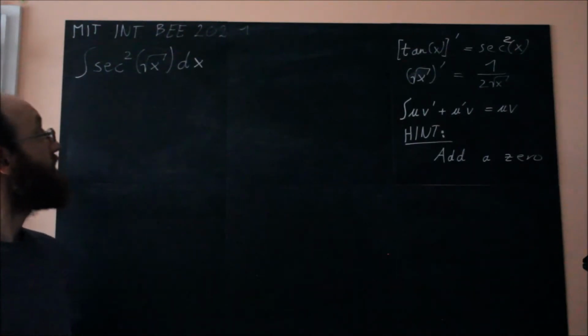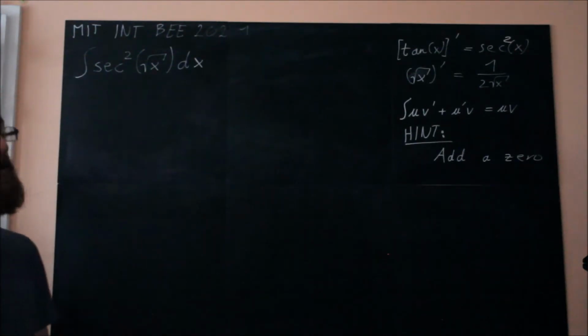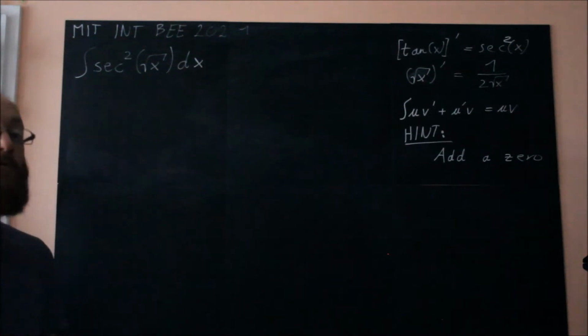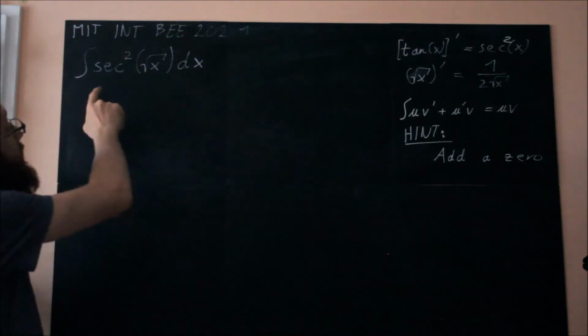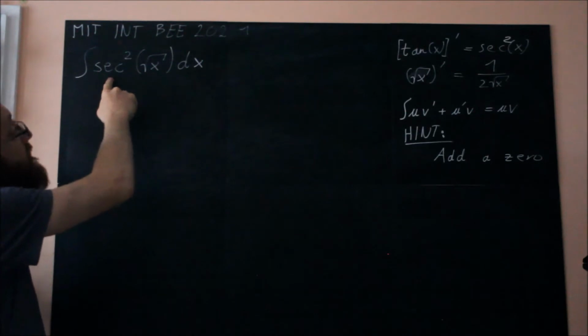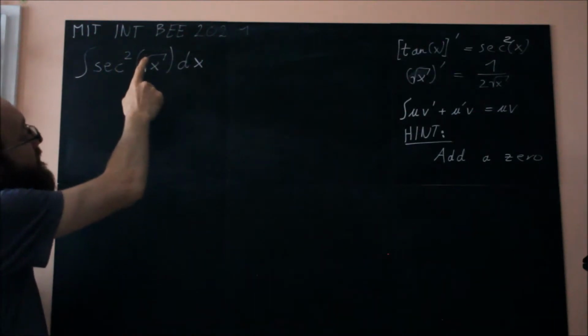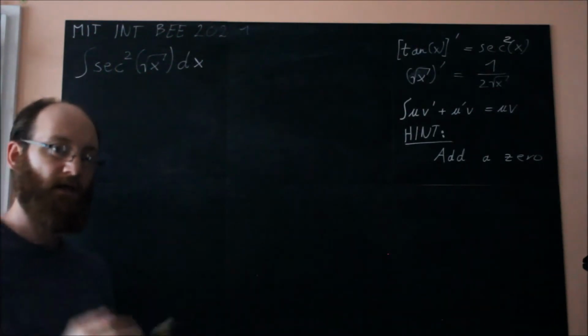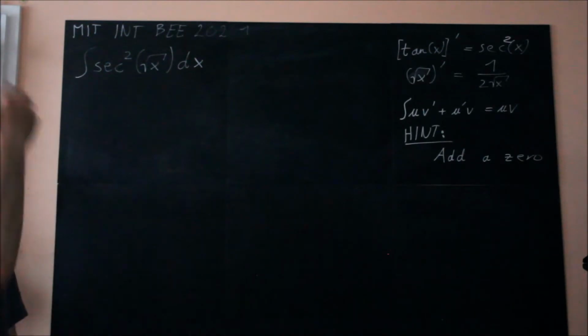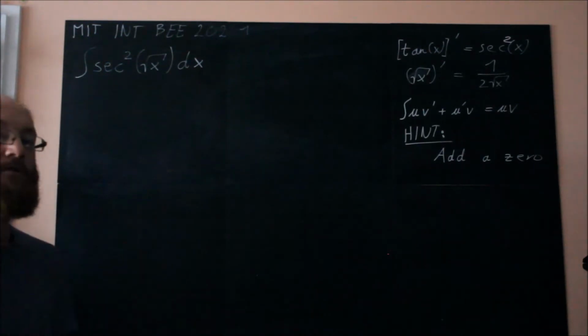Today we discuss the following integral from the MIT Integration Bee 2021: the integral of secant squared of the square root of x dx. A very interesting integral in my opinion.